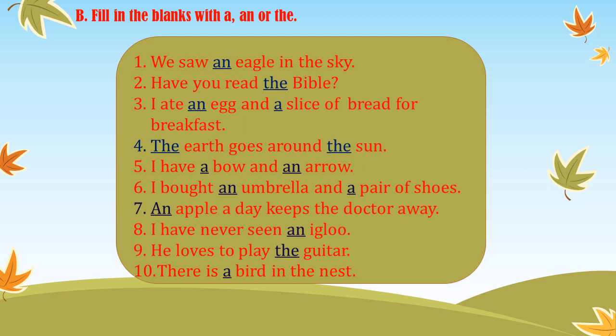The ninth is: he loves to play dash guitar. As we know, we use the article the before the names of musical instruments. So the answer is the guitar. And the last one is: there is dash bird in the nest. The answer is a bird because bird begins with a consonant letter and we use a before the consonant sounds.